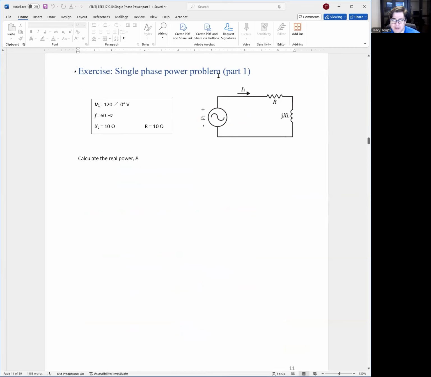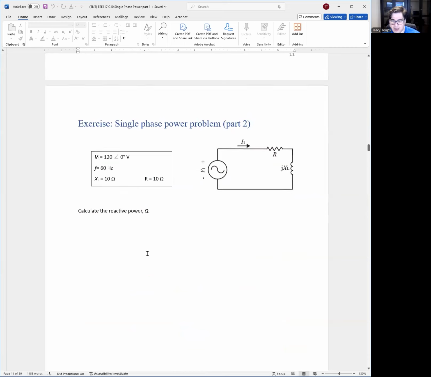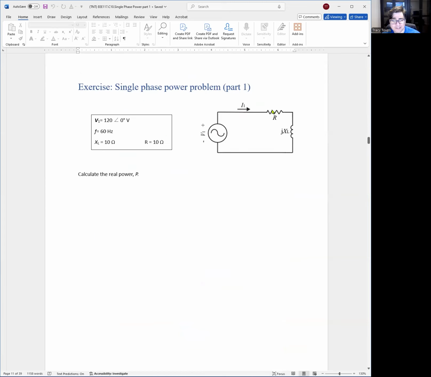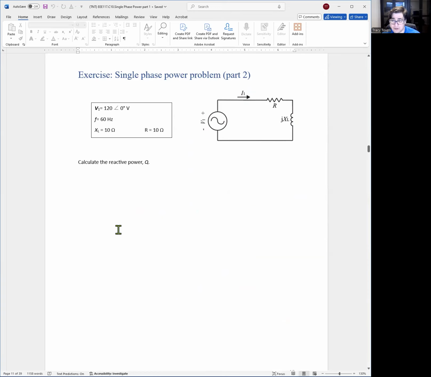We have a single phase power circuit. I want you to calculate the real power, and on the next page, I want you to calculate the reactive power. It's going to be a little different from what I did before because you have a resistor and an inductor. So your impedance is going to be a little more complicated. You figure out your impedance Z and go through the same steps of figuring out the current, and then figure out your P here and your Q here.